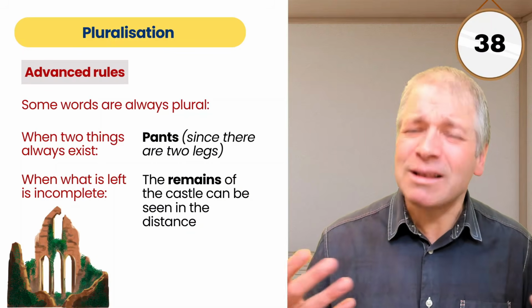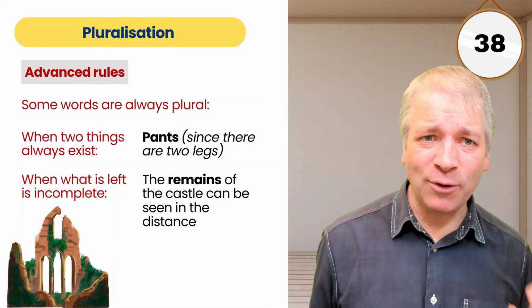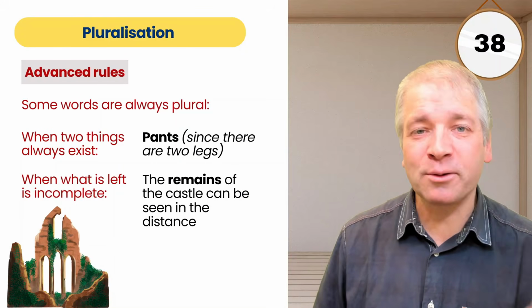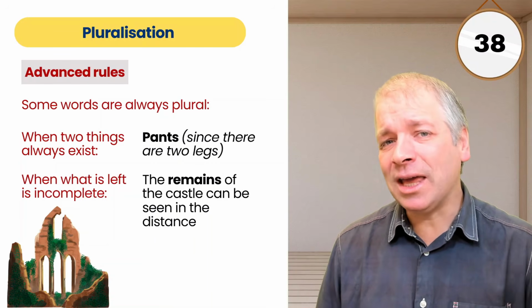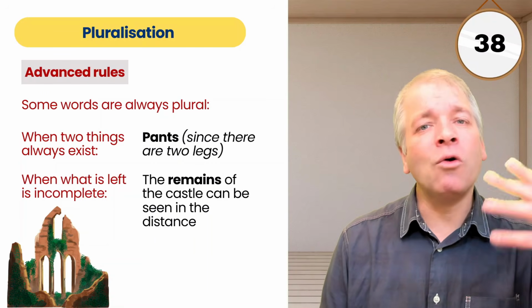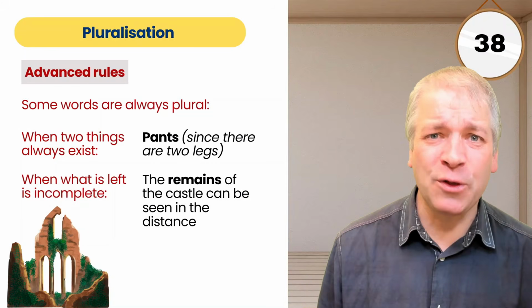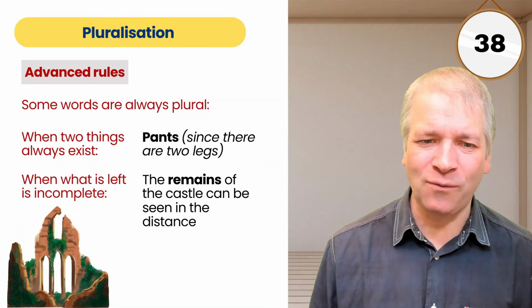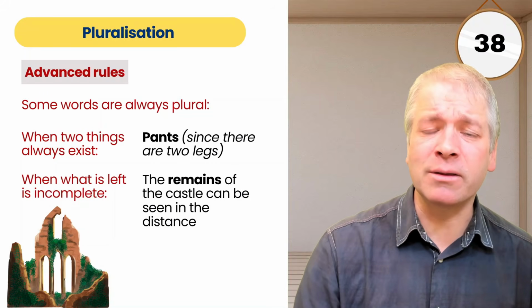Also, when what is left is incomplete. Have a look at this structure here. Perhaps this was an old castle, but now it's fallen down. And we could call this remains or ruins. But we'd never say the remain of the castle. It's always the remains of the castle can be seen in the distance.